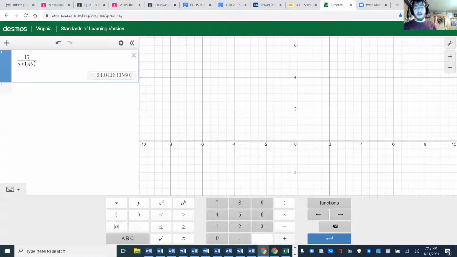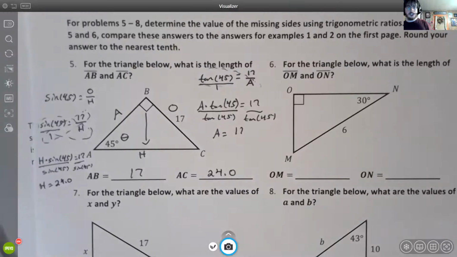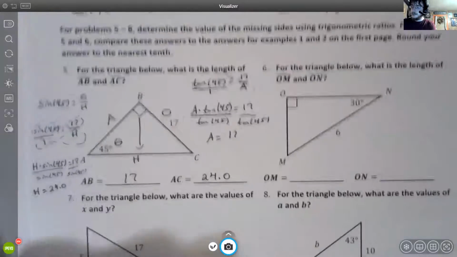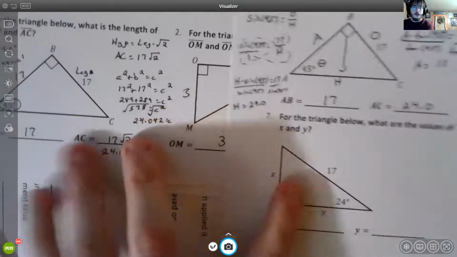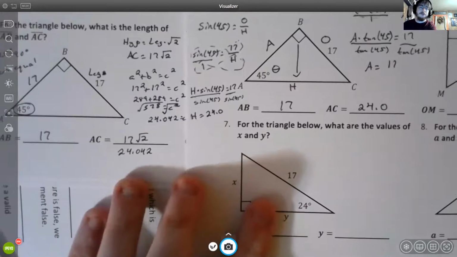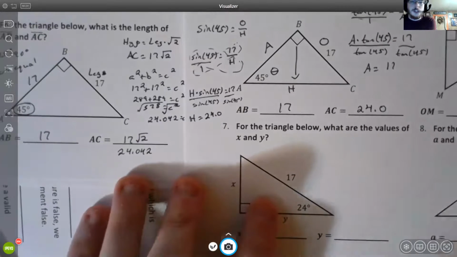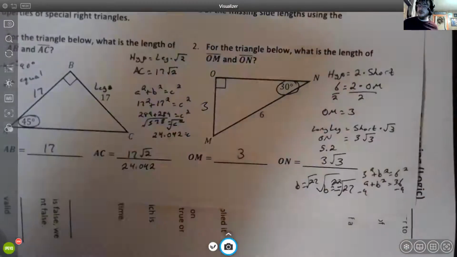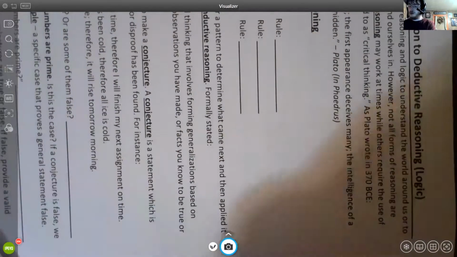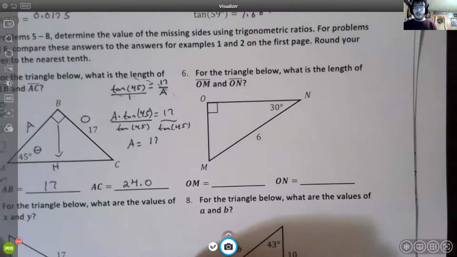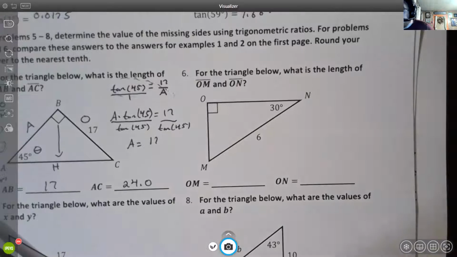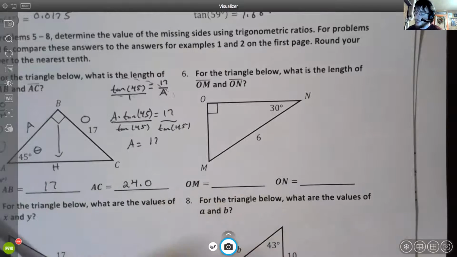And if we look back at our problems initially, we can see that we ended up with the exact same answers. So the trig functions are ways that we can do these without having to know the shortcuts. All right, so likewise, we're going to do number 6, and then call it for this video.